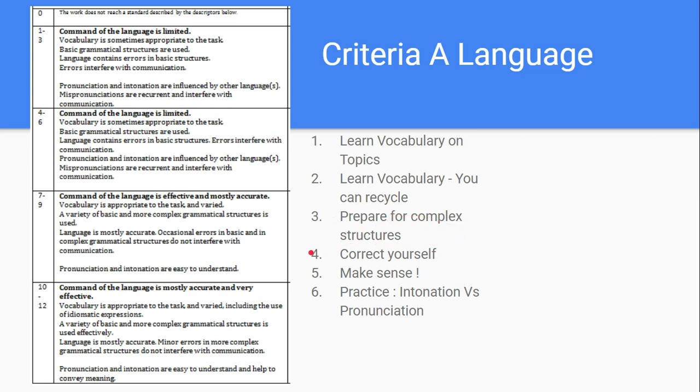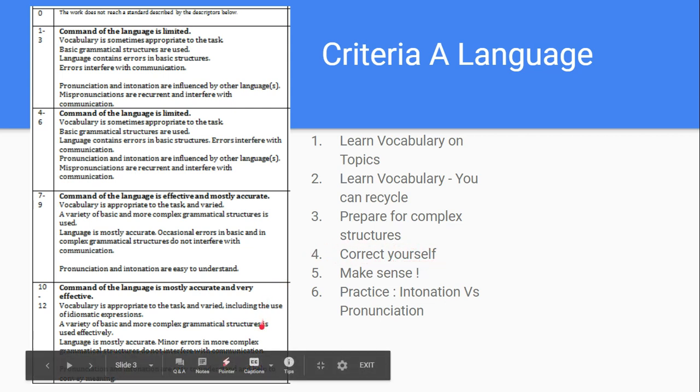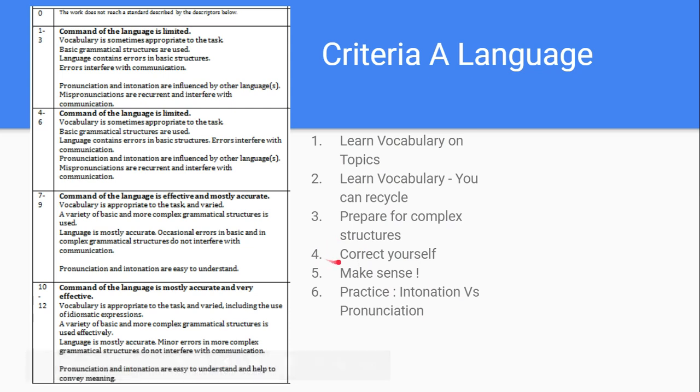Also, remember, number 4 is that you can correct yourself. Even though you're allowed to make mistakes, you can correct yourself and you will not be penalized for the mistakes that you make. Makes sense.